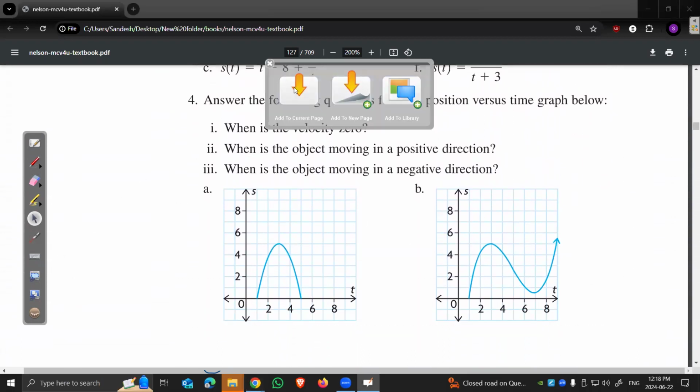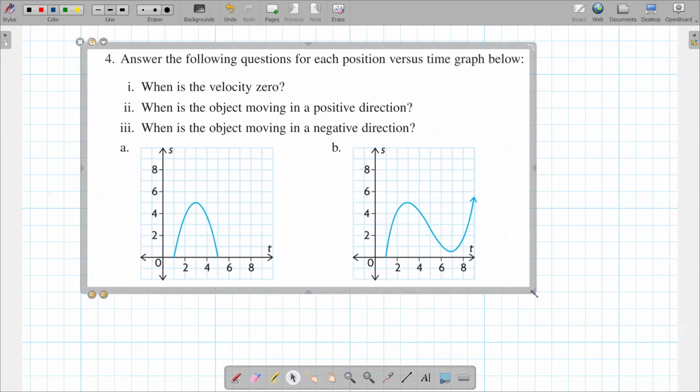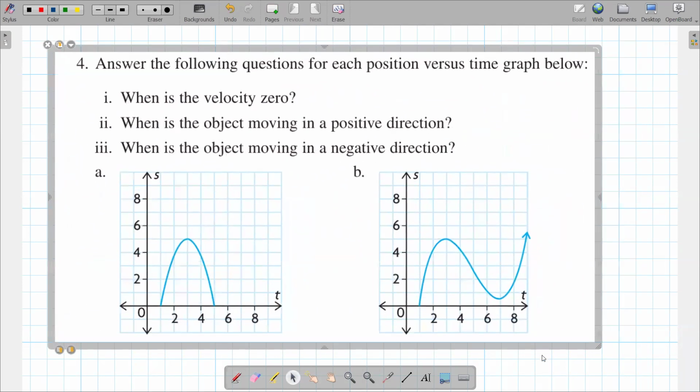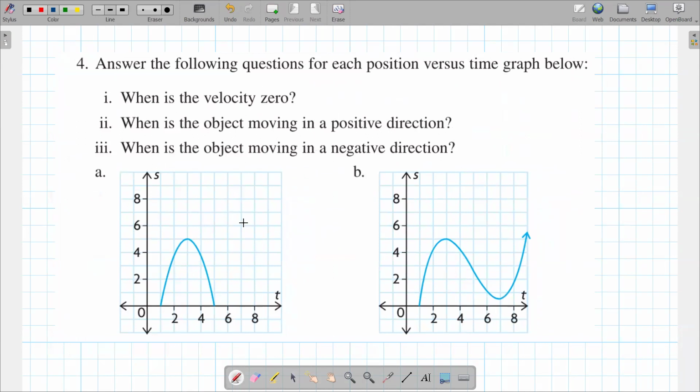So this is a position versus time curve. When is the velocity 0? Remember what velocity is. It's the IROC, the slope of the position-time function. So we need the slope to be 0. At which time is the slope 0?